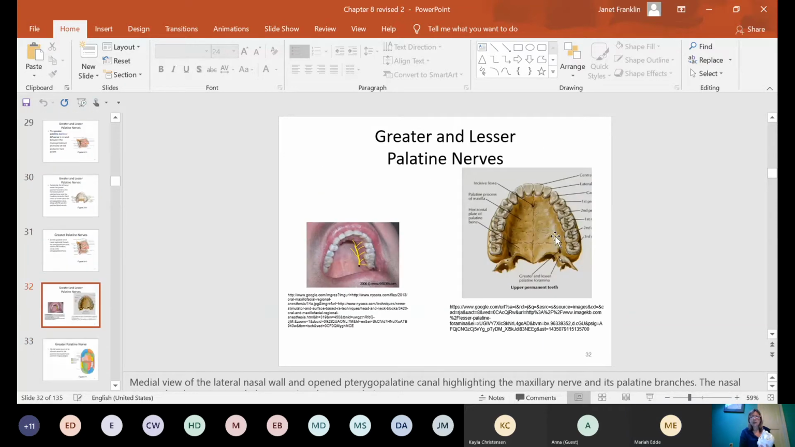Let's see. This is a good picture right here on slide 32, where it shows the nerve and how it branches over toward the teeth. And then this is the greater palatine foramen right here, where it passes through.